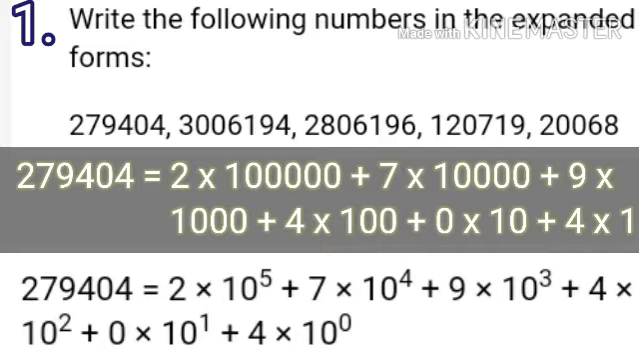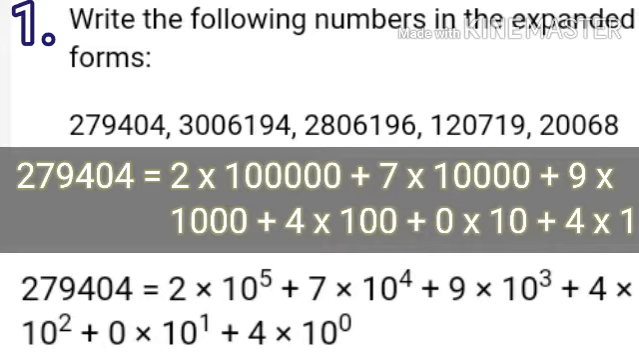2,79,404. Place value of 2 is 2 lakh, so we can write it 2 into 1 lakh. Place value of 7 is 70,000, so we can write it 7 into 10,000. Place value of 9 is 9,000, so we can write it 9 into 1,000. And place value of 4 is 400, so we can write it 4 into 100. And place value of 0 is 10, so we can write it 0 into 10. And place value of 4 is 1, so we can write it 4 into 1.